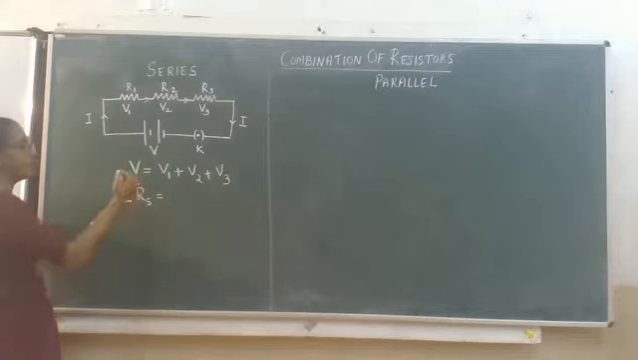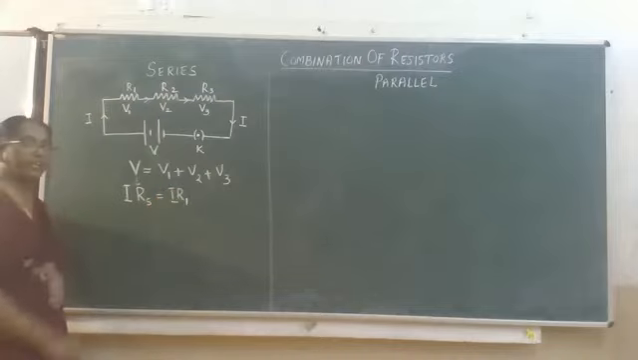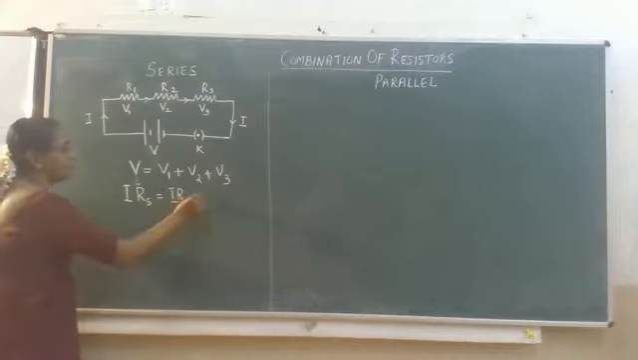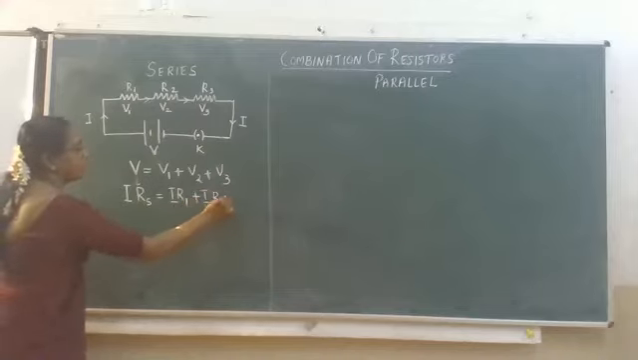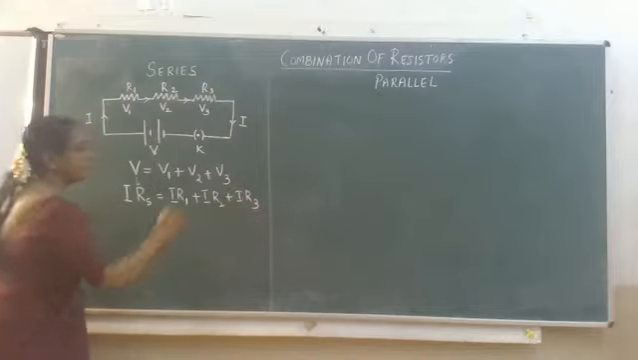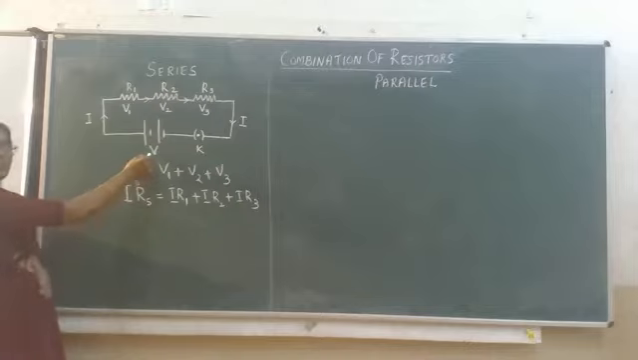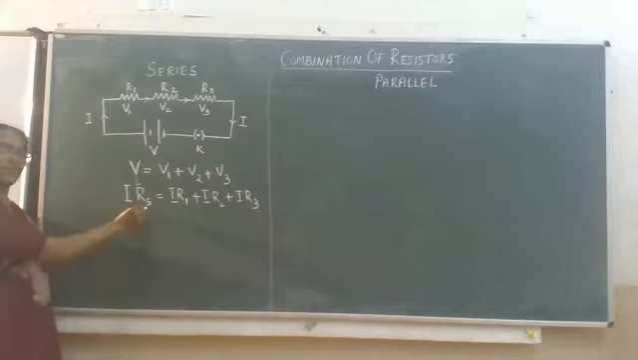Similarly, V1 you can write as I is the same through R1. Therefore, V1 is equal to I into R1. V2 you can write as I into R2. And V3 you can write as I into R3. See this equation. This is simple Ohm's law. V is the total potential difference. Therefore, you have to include total current and total resistance.